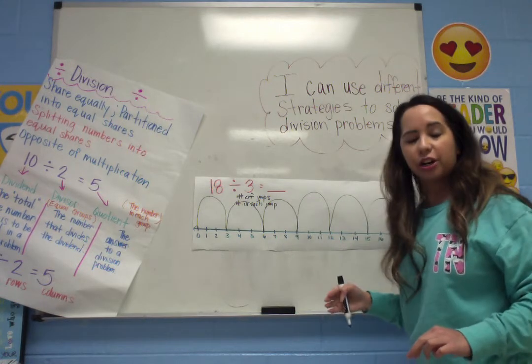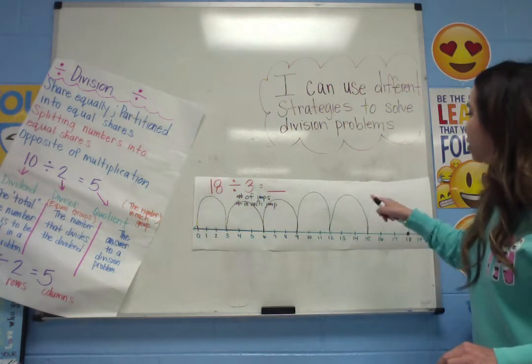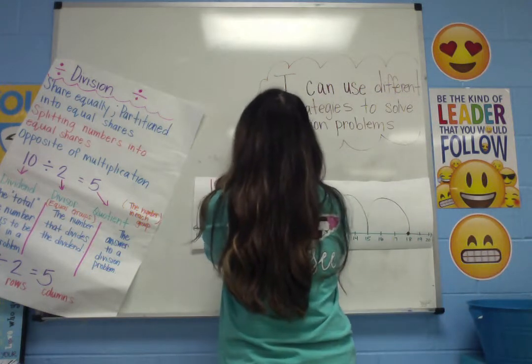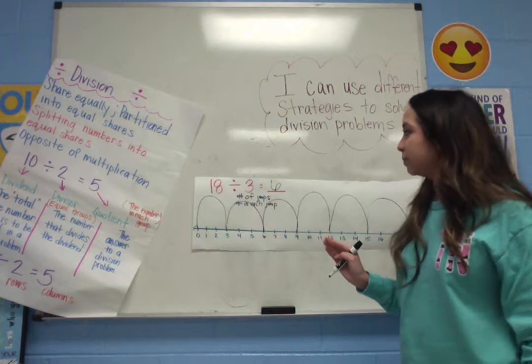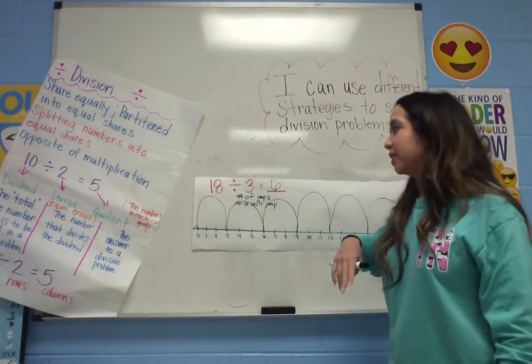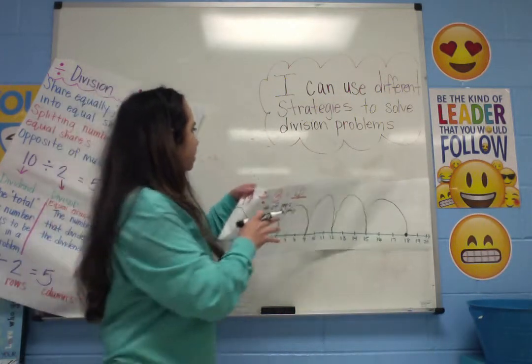The answer is the total number of jumps. So just count your jumps. 1, 2, 3, 4, 5, 6. So 18 divided by 3 is 6. We can check that by using our multiplication facts. 3 times 6 is 18. And that's our dividend, our total. So we're good. All right.